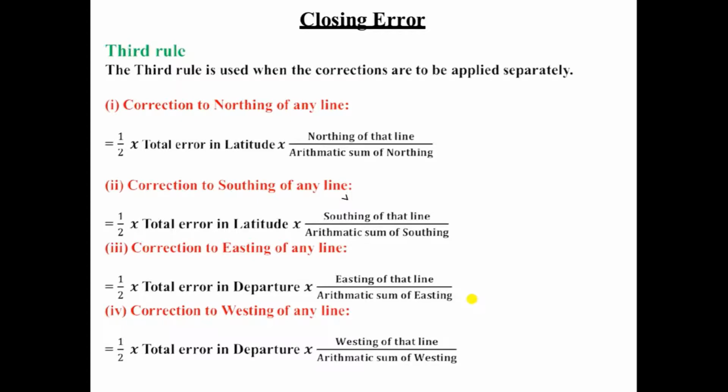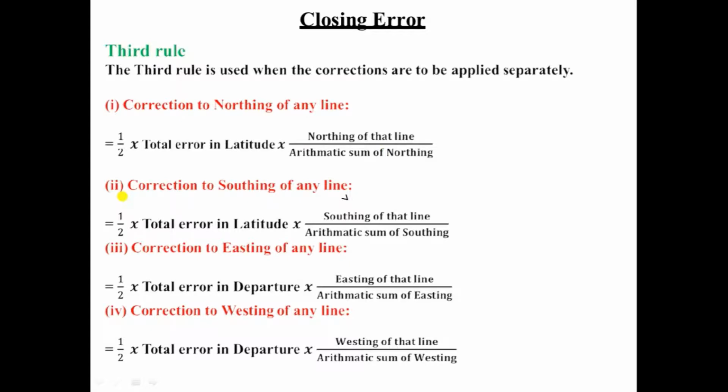Now we are moving to the next rule, the third rule. The third rule is used when the corrections are to be applied separately, as per the quadrantal position. Correction to the northing of a line is equal to one half multiplied by the total error in latitude multiplied by the northing of that line upon the arithmetic sum of northing.